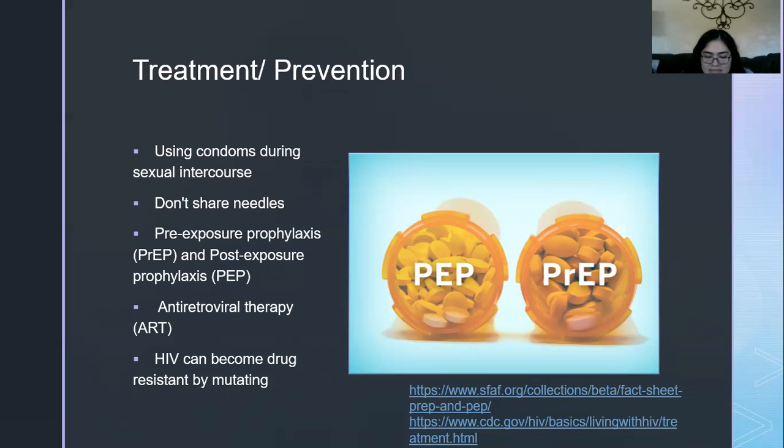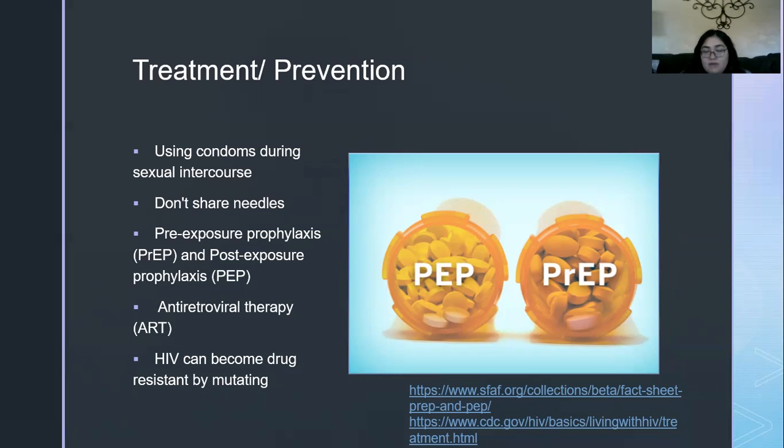PrEP contains tenofovir and emtricitabine, which are prescribed with other medicines to treat HIV. PrEP can also help against transmitting HIV to a baby while trying to conceive, during pregnancy, and while breastfeeding if the mother is HIV negative. So if the father is HIV positive and they want to avoid the child getting HIV, the mother can take PrEP to help not only take care of herself, but take care of the child.